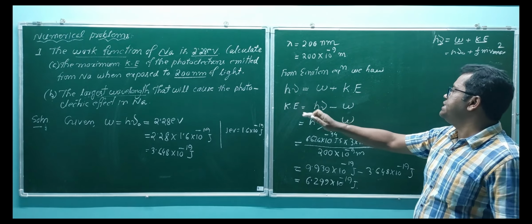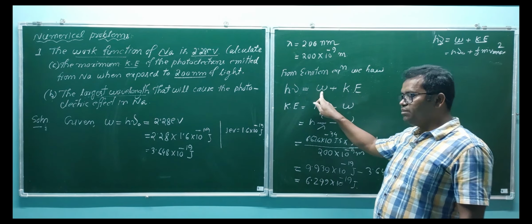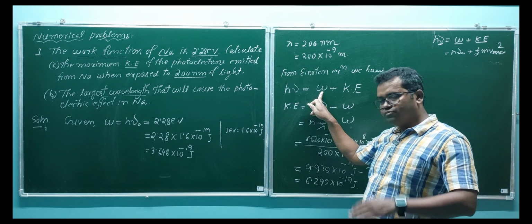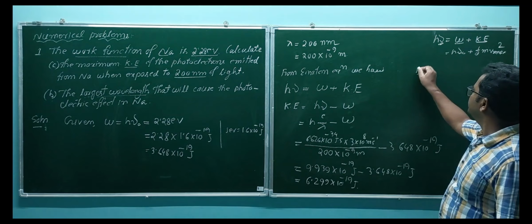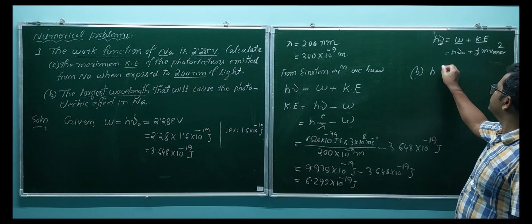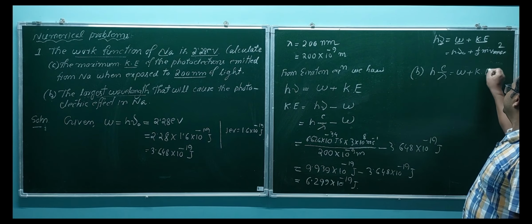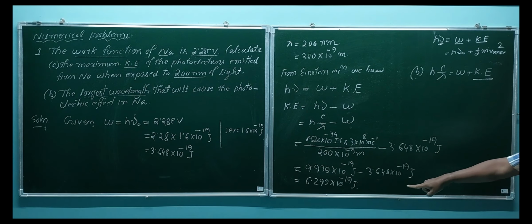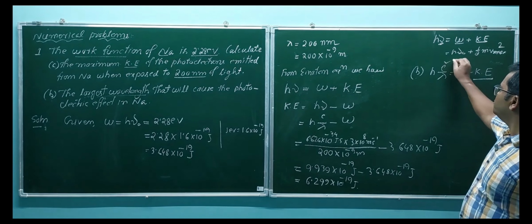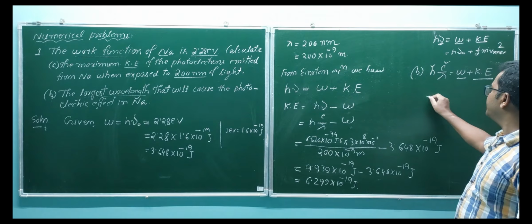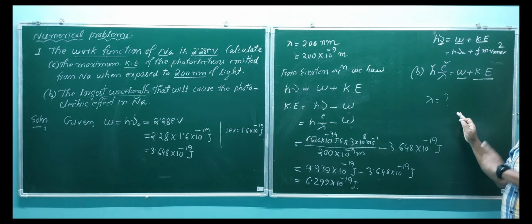For the second one, B, we got the kinetic energy and we have the work function. Just calculate for the second B, number one, very easy. So h c by lambda equals W plus KE. KE value is this. Work function is this. c is known. h is also known. Lambda can be easily calculated. So I think you can do this.